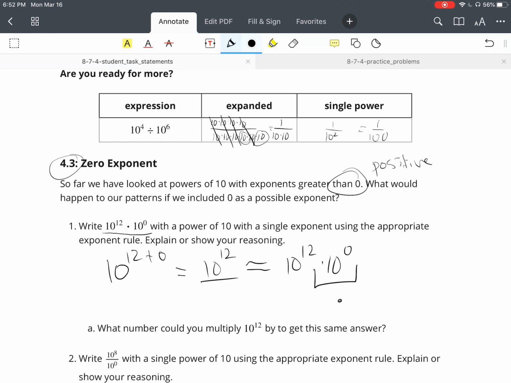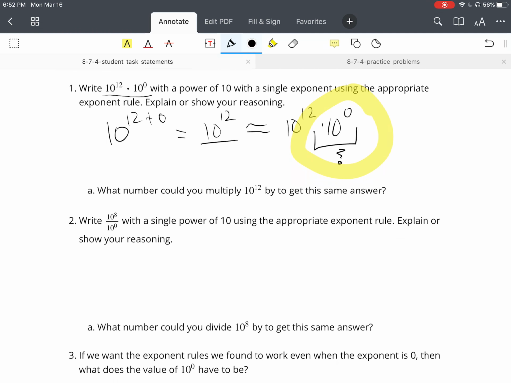So what does this equal? What number could you multiply 10 to the 12th by to get the same answer? Oh, well, I know anything times 1 is equal to itself. Does this mean 10 to the 0 is equal to 1? I don't know!